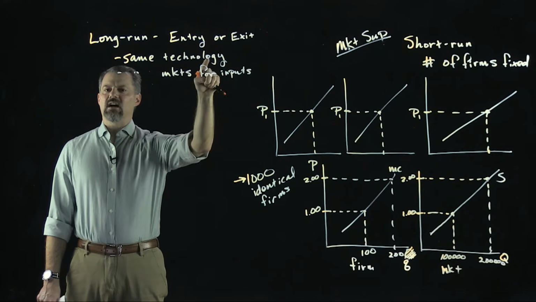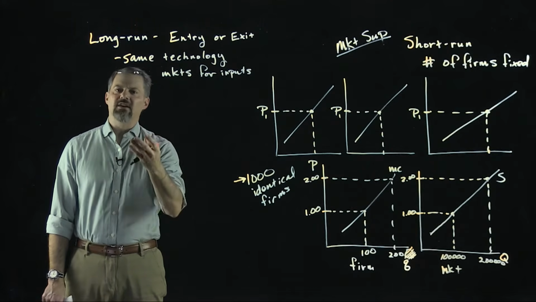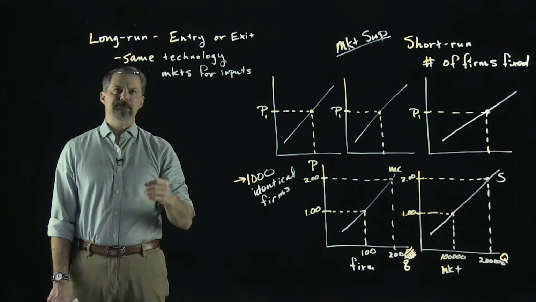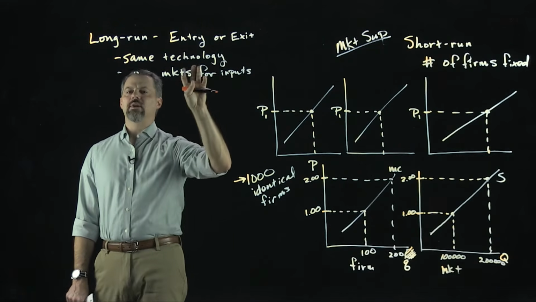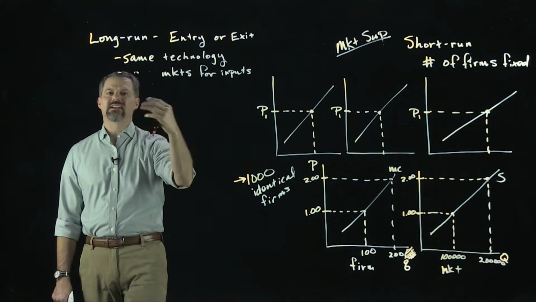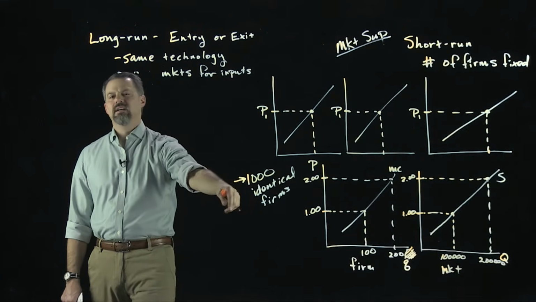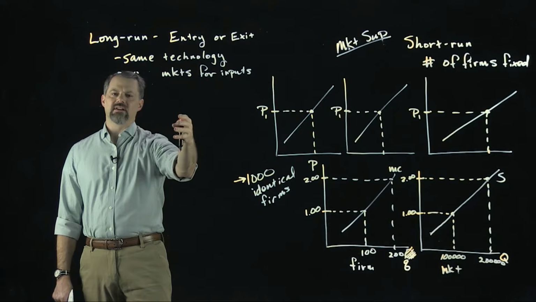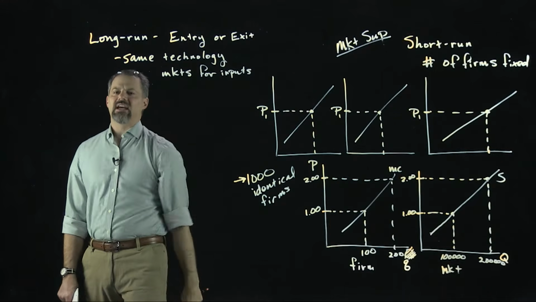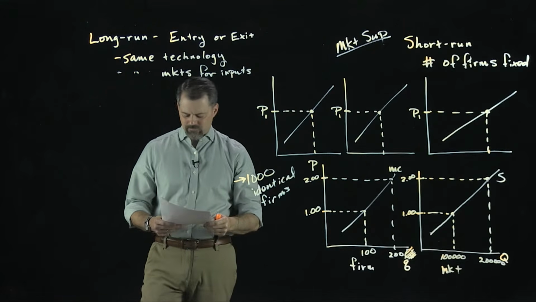They all have the same technology. That means nobody has a cheaper way of producing the good. Okay? So this means that they're all going to have the exact same cost curve. So this is kind of like assuming that they're identical, but we're not really assuming that they're identical. We're just making sure that they have the same cost curves.